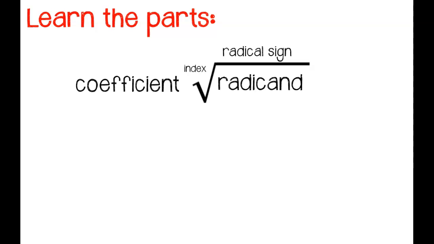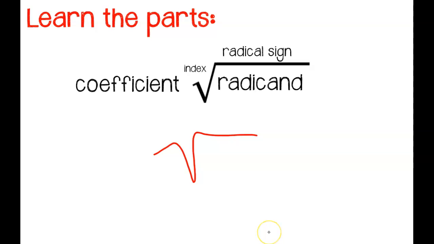Any number outside of the radical sign is called a coefficient, and it's technically multiplying whatever is underneath that radical sign. The radical sign, which is this shape here, is often called a square root sign. The reason it's called a square root sign is because if the index number is a 2, then you have a square root. But since 2 is the smallest index number you can have, we often leave it invisible.